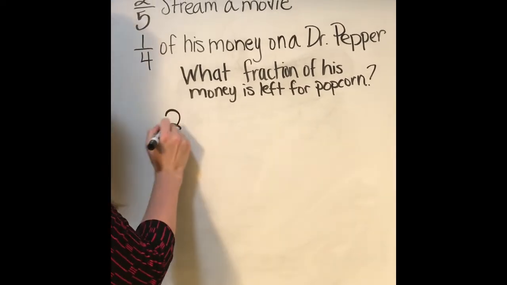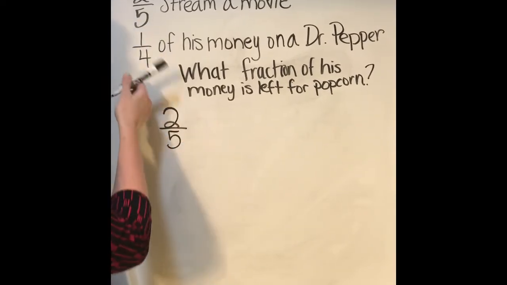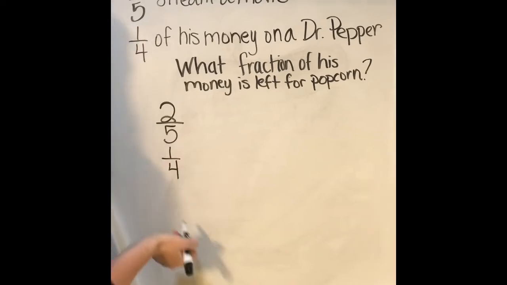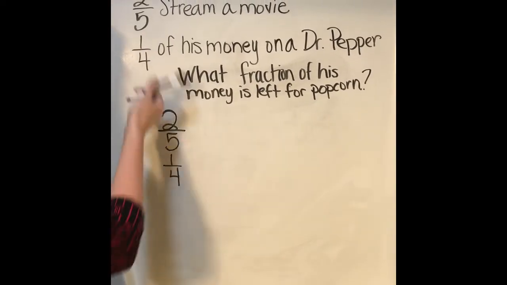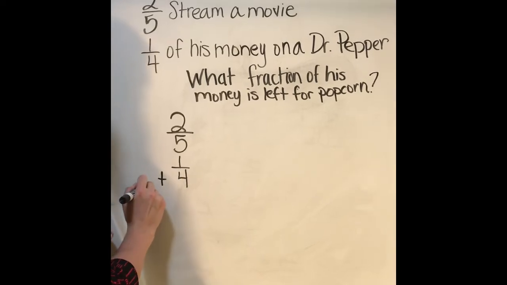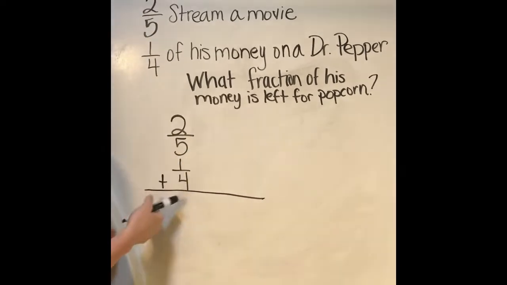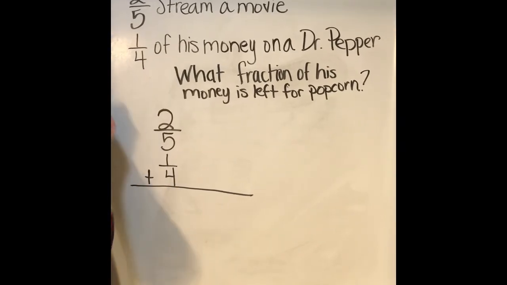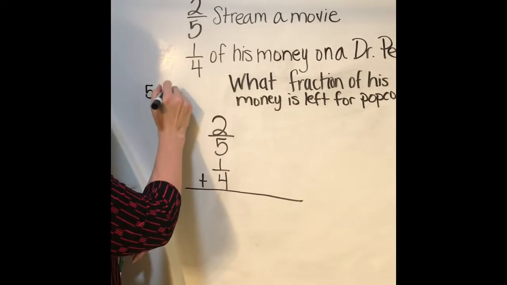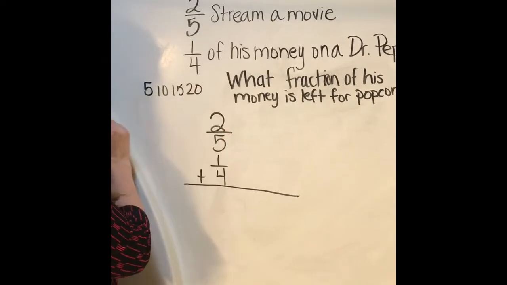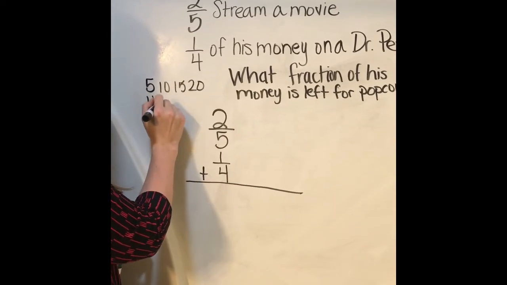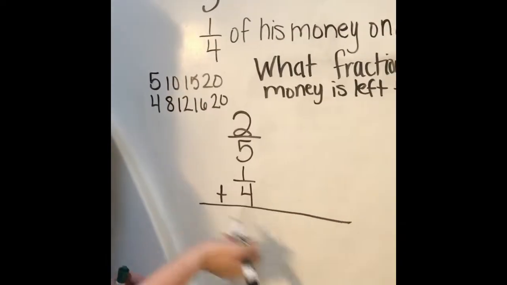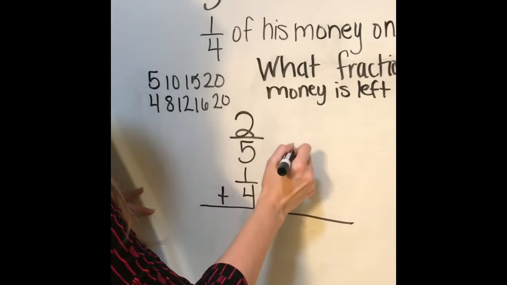So 2/5 of his money went for the movie, and then 1/4 of his money went for the Dr. Pepper. So I'm going to add these two together to figure out the total amount that he spent. So I'm going to get common denominators. So if I'm counting my multiples, doing 5, 10, 15, 20, and then count my multiples of 4, 4, 8, 12, 16, 20.